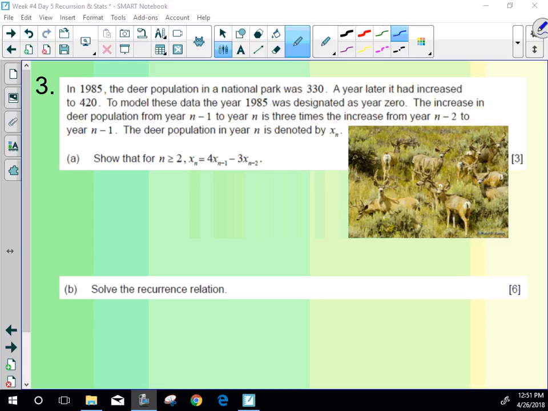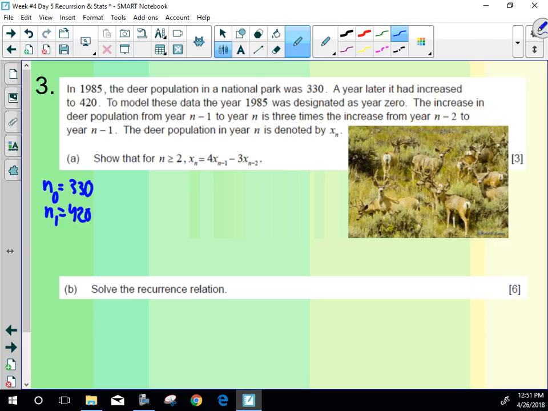Right, so the deer population at the park is 330. So at N0, we have 330. And at N1, we have 420. So that's going to help us down the road.